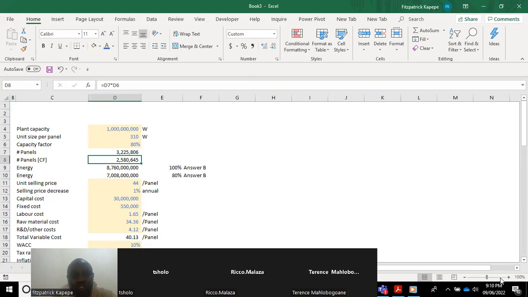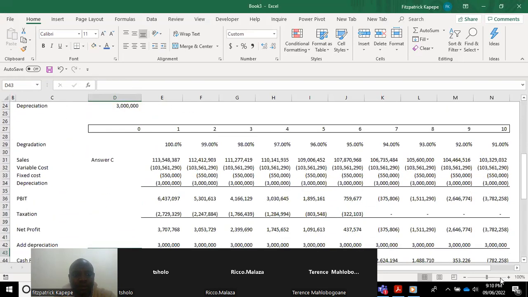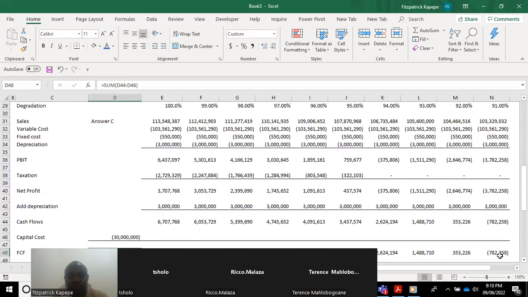Oh, okay. I don't know if it was an error from his part, but energy revenue is being generated from panels, not from the energy. Say the unit selling price, not from the energy. All right. Okay, understood. That was my confusion. All right.